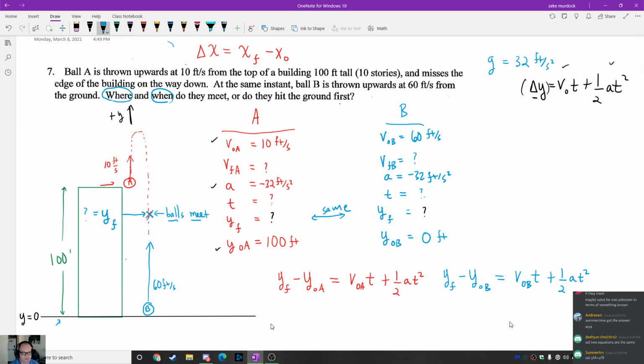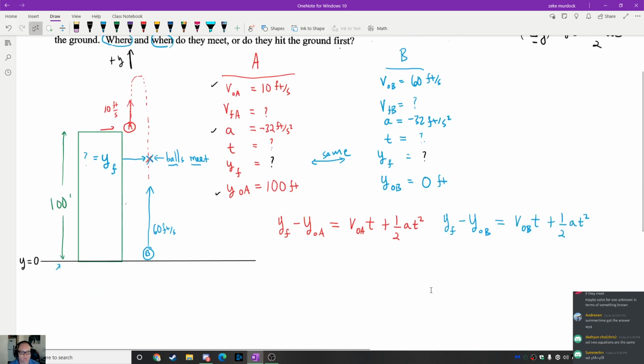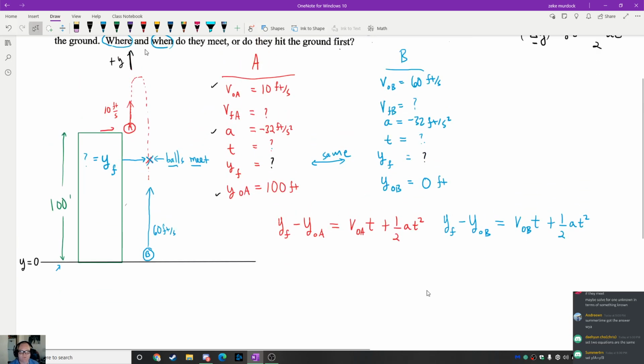All right. So let's start plugging in our numbers. So y final, that's a variable. We don't know what it is, so we leave it alone. Y initial A, though, is 100 feet. And this is equal to V initial A, which was 10, times T, which is an unknown. And then we're going to have a minus 1/2 32. And you know what? That's probably confusing. We'll do negative 32 inside of here so that it's clear. And then a T squared.